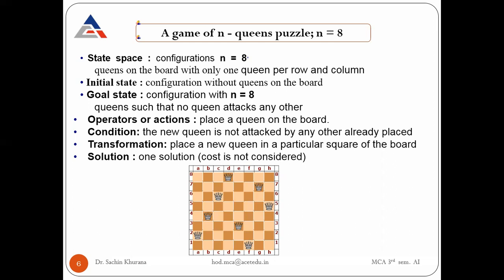Randomly, you can place a queen on the board at any location. That is the first action. But when you place the second queen, the second condition is that the new queen is not attacked by any other already placed queen on the board. That is your condition now.